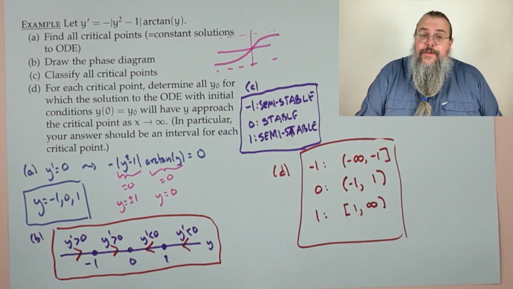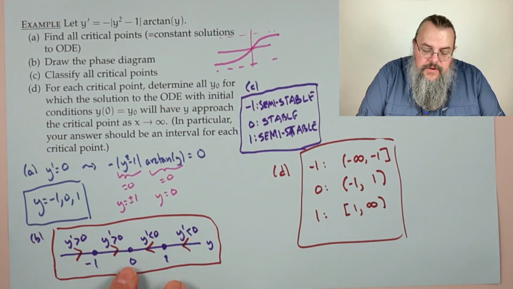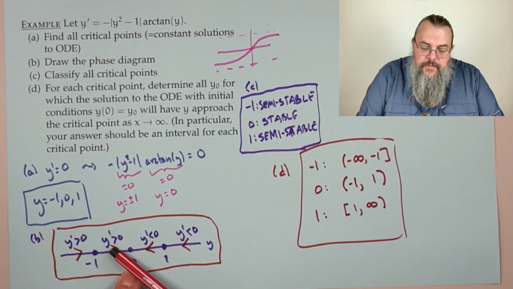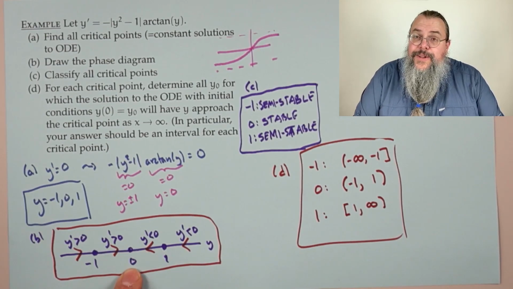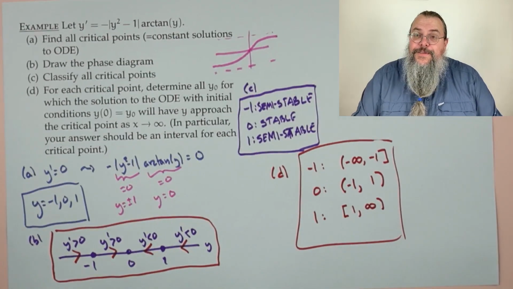Read your phase diagram. Follow the arrows. So really the question is, pick your critical point and say, all right, where do the arrows point to me going into that critical point? And just say, okay, there's my interval. Life is good. Life is wonderful.